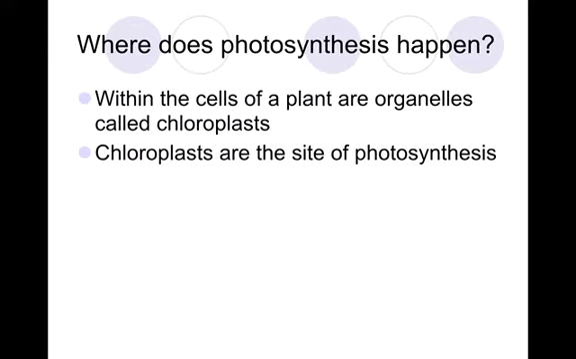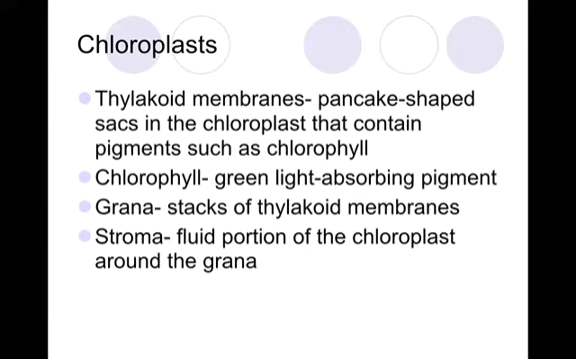So where does photosynthesis happen? It happens in the chloroplast of the leaves. This is where the chlorophyll is. And this is the site of photosynthesis. These are organelles that are in plants that can undergo photosynthesis. So if I'm looking at a chloroplast, first the chloroplast is made of what we call a thylakoid membrane. These are sacs in the chloroplast that contain pigments like chlorophyll.